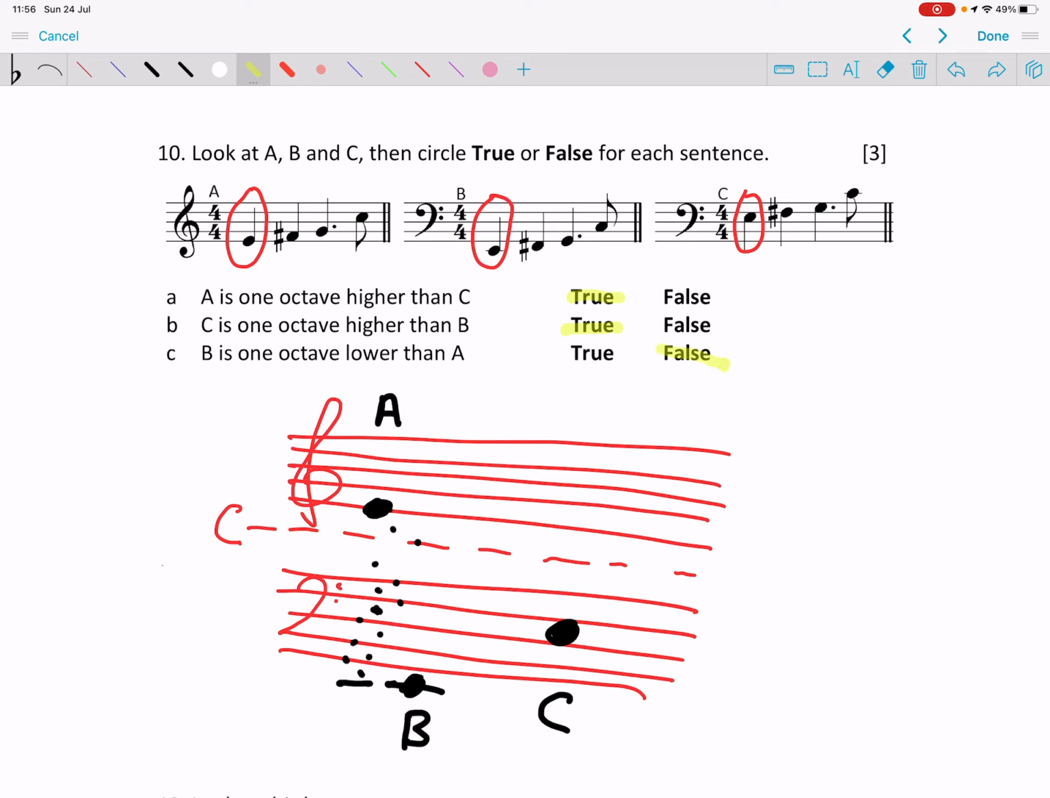If you draw your grand stave out and do it like this every time, you're guaranteed for success.